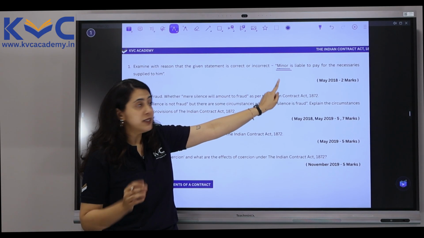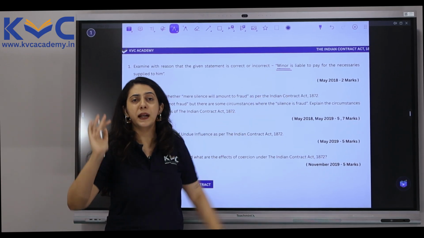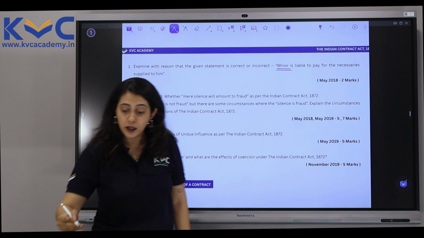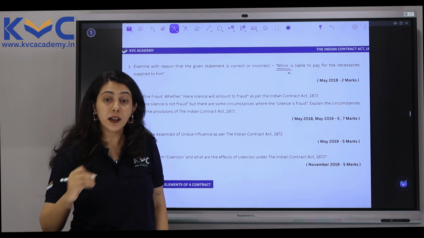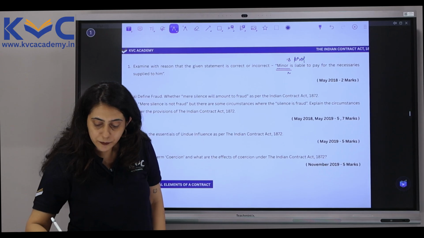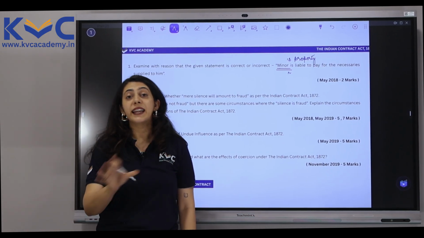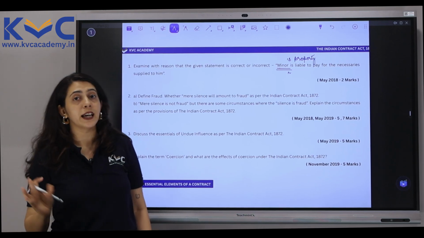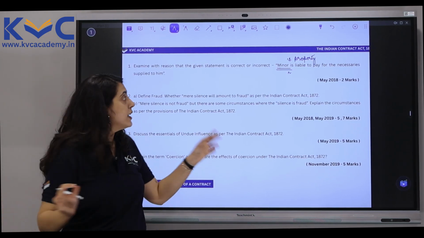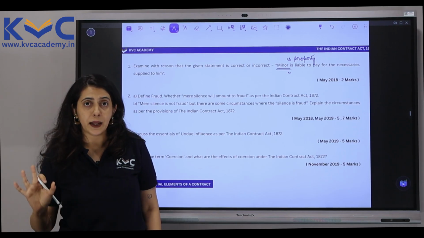At first glance, some of you may make a mistake and say that, okay, the minor is liable for the necessary supply, this is correct. But the real point is, it is not the minor who is liable, it is the minor's property that is liable for the necessary supply. A minor can never be personally liable in case of a contract. It is only his property that is liable for the necessary supply to him.